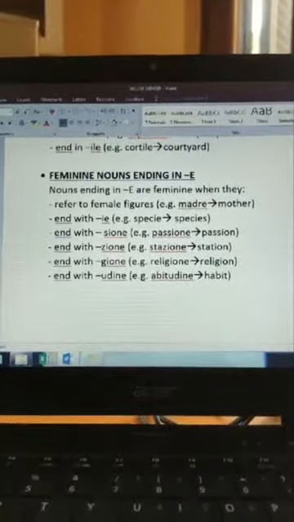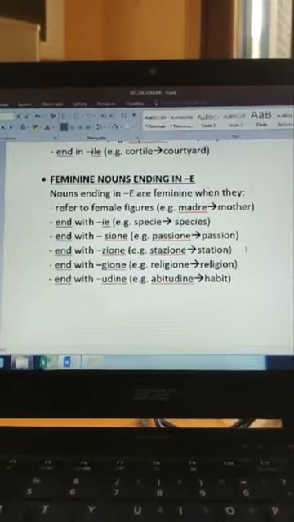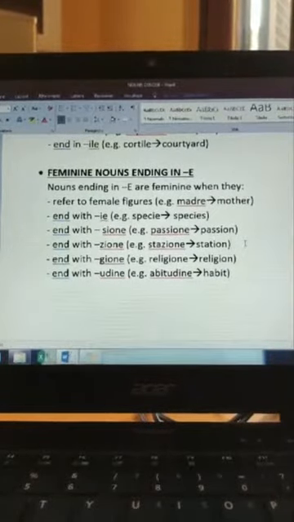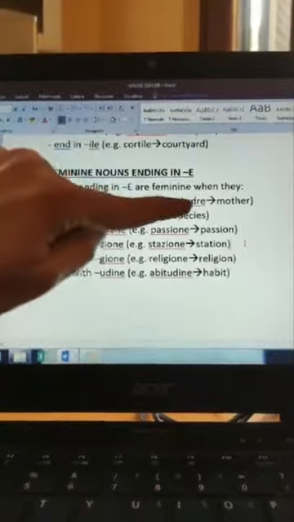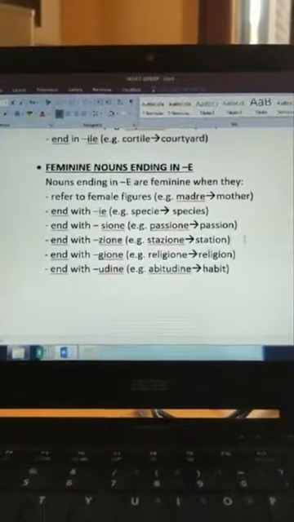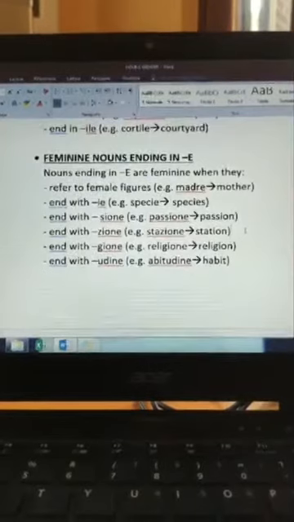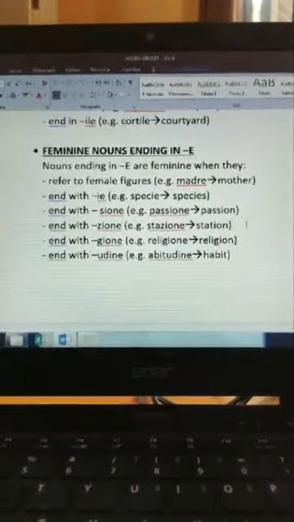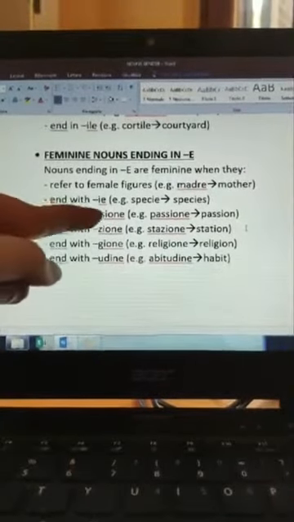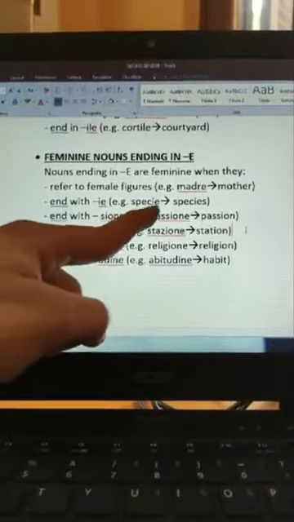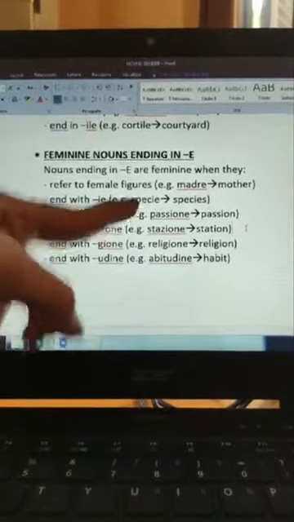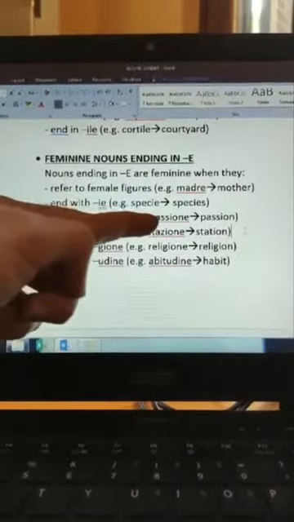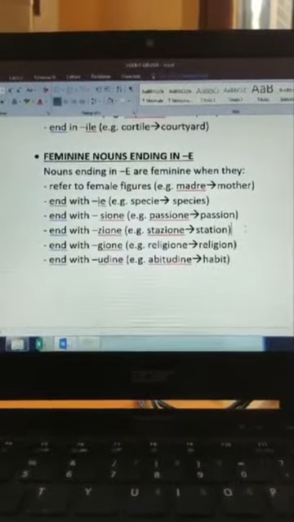Now let's see when nouns ending with the letter E are feminine. They are feminine if, of course, they refer to female figures like madre, which means mother, and also sister is sorella, with a double L. And they are also feminine if they end with the desinence ie, as in specie, which means species. They are feminine if they end with sione, as in passione, which means passion.